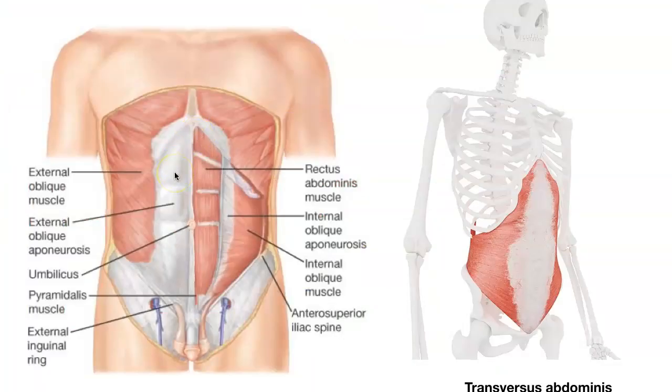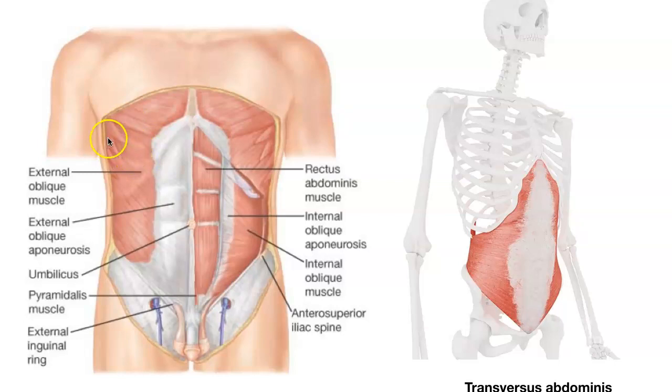So this diagram is showing you how you would see the abdominal muscles in any textbook diagram. When you're looking at the muscles, always look at the direction of the muscle fibers. This is showing you the external oblique, and look how far up it starts. Its origin is way up here.